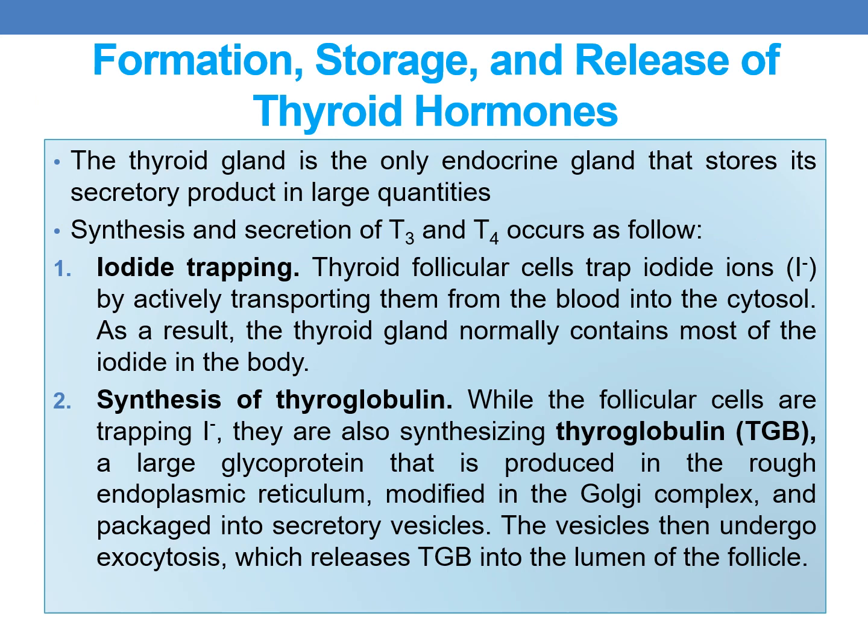Now coming to the formation, storage and release of thyroid hormones. The thyroid gland is the only endocrine gland that stores its secretory product in large quantities. And coming to the synthesis and secretion of T3 and T4, it occurs in following manner. The first one is iodine trapping.